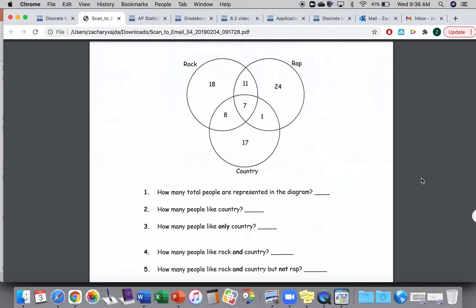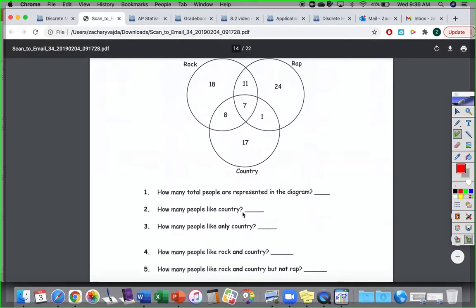Notice how it doesn't say country music only. It just says, are you in the country circle? So we're going to do this number 2 first. Are you in the country circle? That is the country circle. If you are in the country circle, you count. 17 plus 1 is 18. Plus 7 is 25. And that makes 33. 33 people do like country. They're in the country circle.